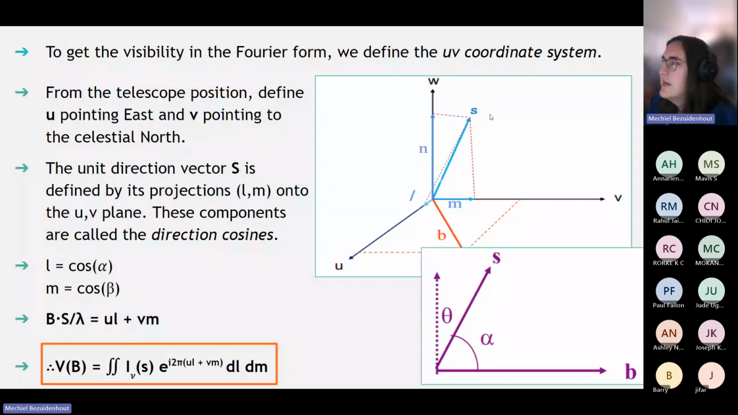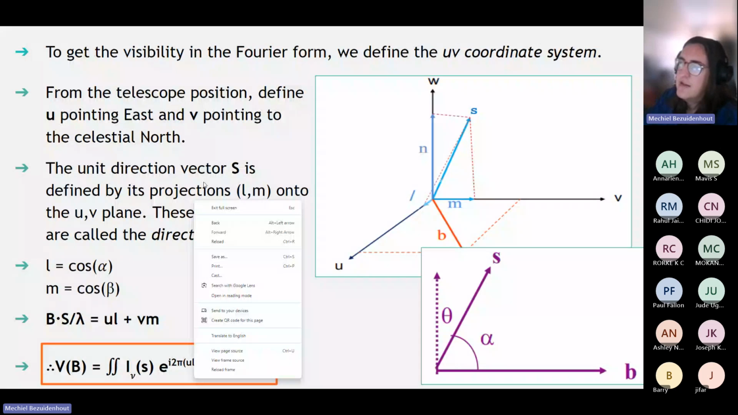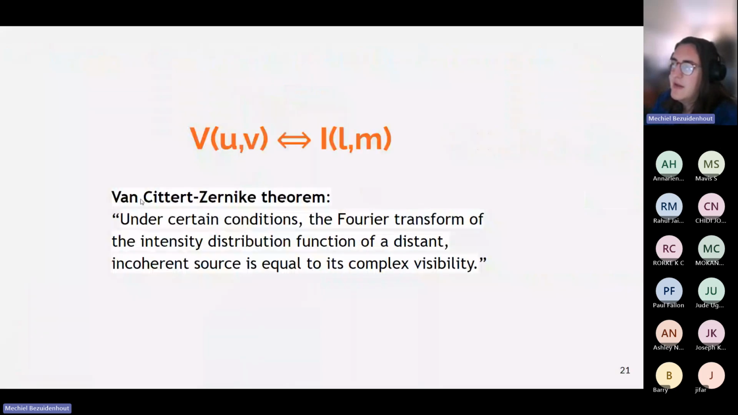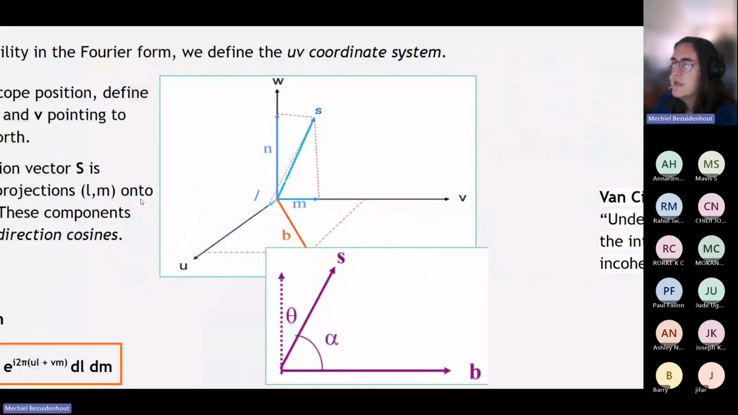And that means we take from the telescope position, we define U as pointing east, and V is pointing towards the celestial north. Celestial north is towards the northern pole of the Earth's spin axis. So we define U and V, and then the direction vector S, which is where the telescope is pointing, is defined by its projections L and M onto the UV plane. And these are called the direction cosines.